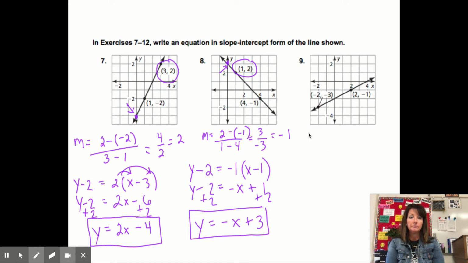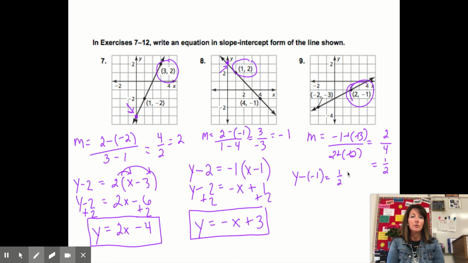We'll calculate slope. I get a slope of 1/2. It's a positive 1/2. So if I substitute in, I'll use this point. Okay, now I'm doing y minus, and remember this is a -1, is equal to my slope, and then x minus 2. I need to simplify here, so I'll have y plus 1. I'll distribute.